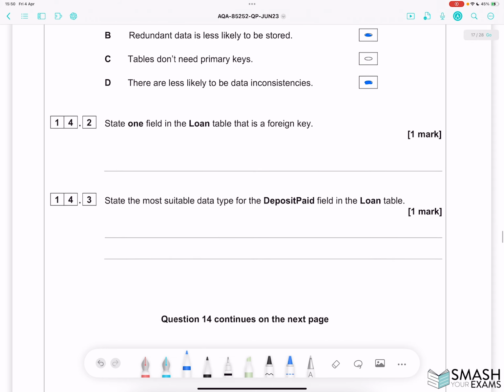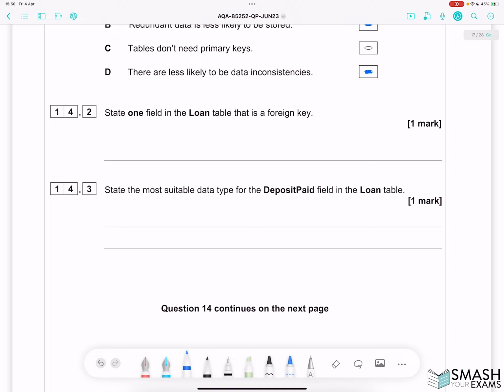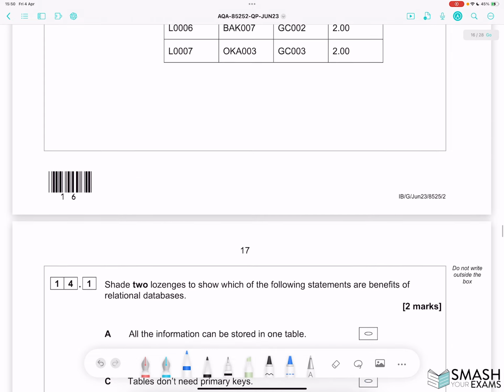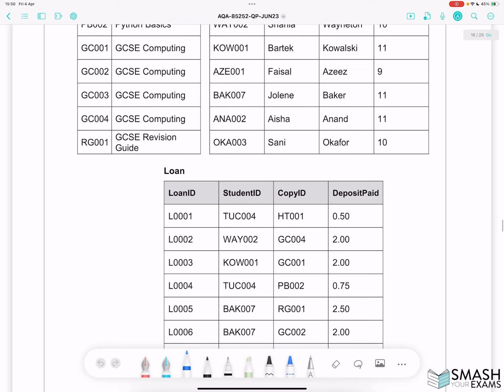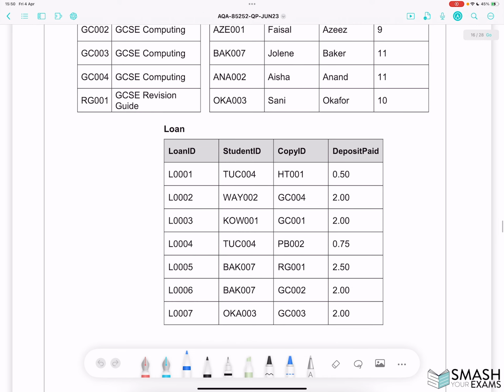Next up, state one field in the loan table that is a foreign key. Remember, can we remember what a foreign key is? Well, a foreign key is when you've got a field in a table that is a primary key in another table. This asked us about the loan table. Obviously, the primary key there would be the loan ID.